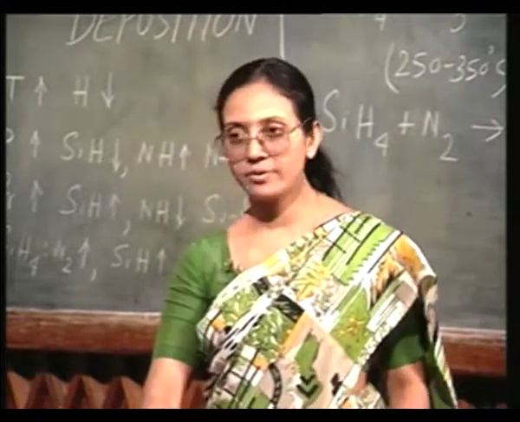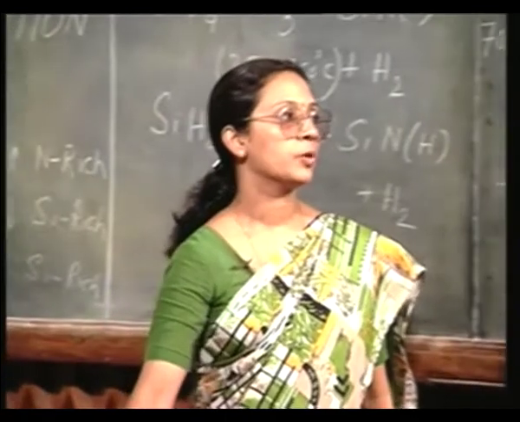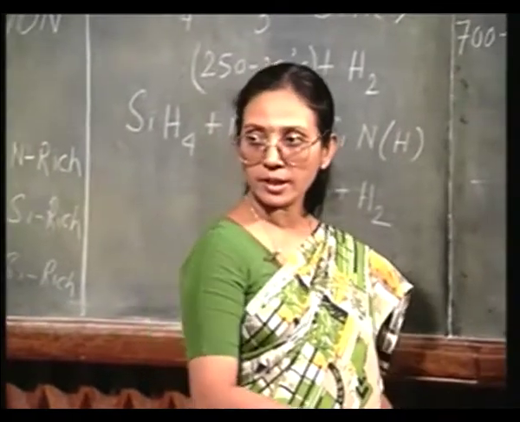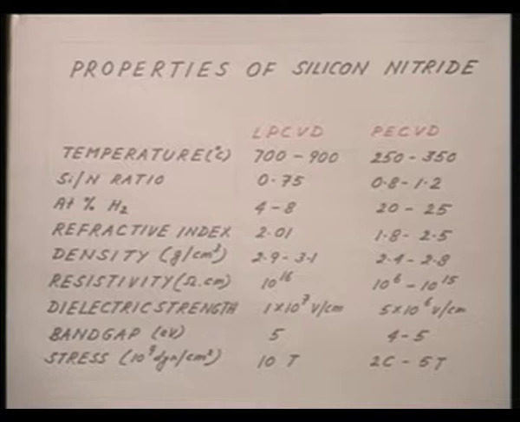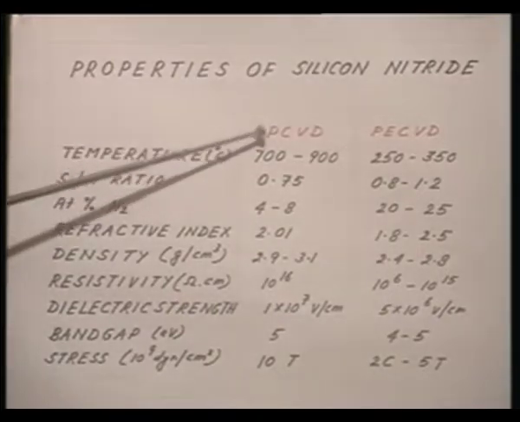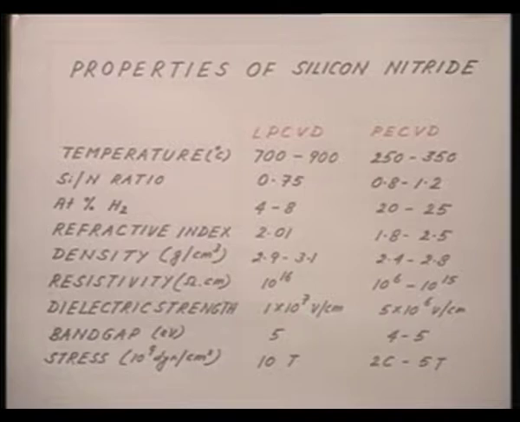And I have here the properties of the silicon nitride films deposited by the plasma enhanced process as well as by simple chemical vapor deposition, which I have called LPCVD. LP stands for low pressure chemical vapor deposition. That is, I am going to use these equations here, okay? And I have compared it with the plasma deposited silicon nitride. Let us look at the properties.